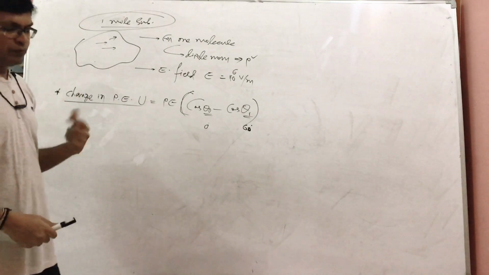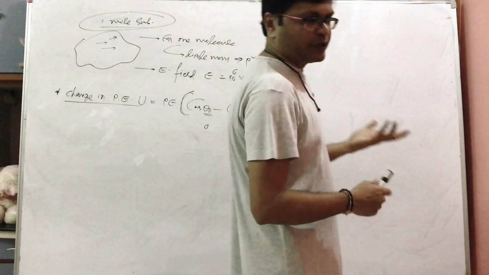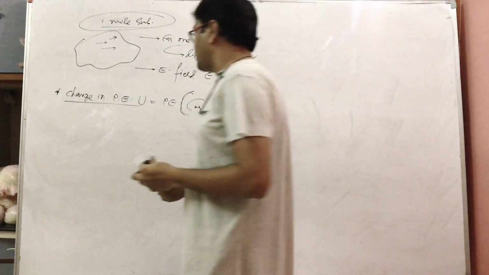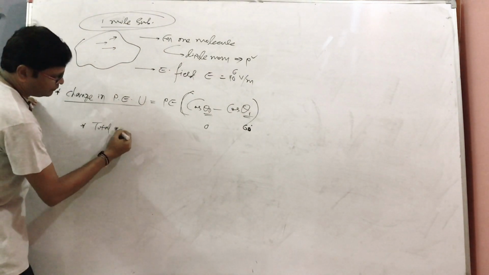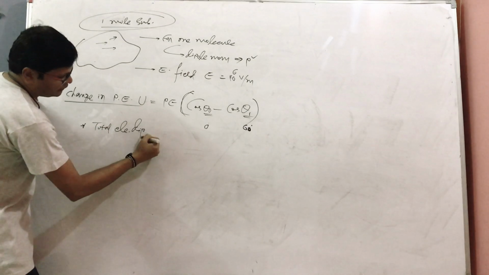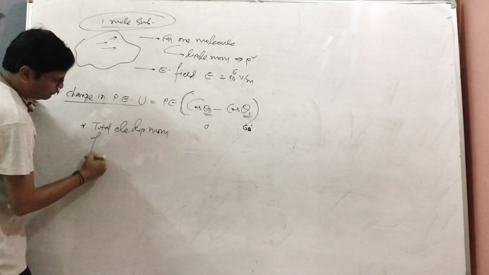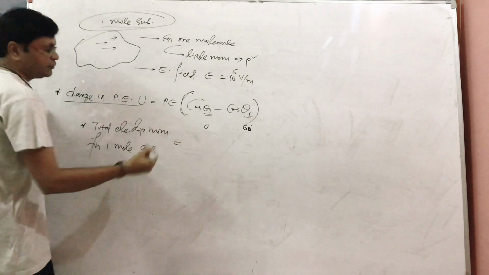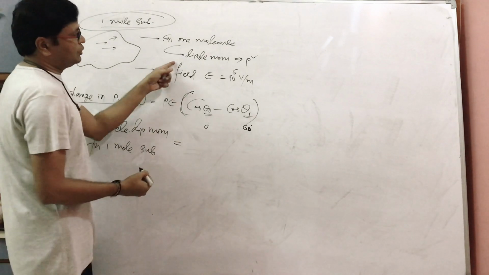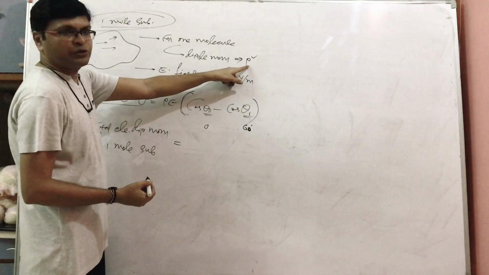You know very well that in 1 mole of a substance, the number of molecules present is equal to the Avogadro number. So first of all, we have to find the total electric dipole moment, but for 1 mole of substance. And we can say the dipole moment of one molecule is P.